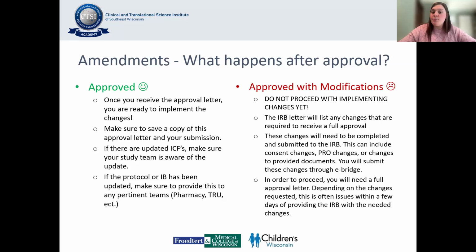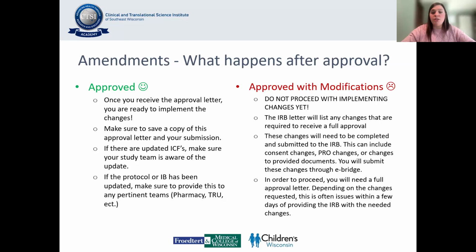If you're approved with modifications, it's really important to remember: do not proceed with implementing the changes yet. You're not fully approved; there are modifications required. Your IRB letter will list any changes that are required in order to receive the full approval. These changes need to be completed and submitted to the IRB. This can include consent changes, PRO changes, and changes to documents you've provided, and these will be submitted back through eBridge.